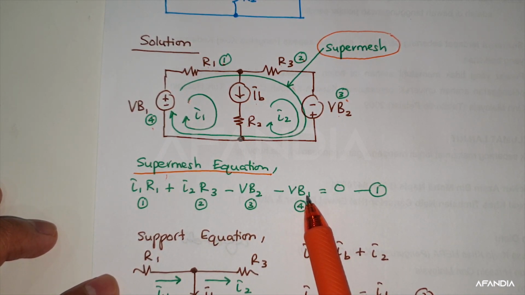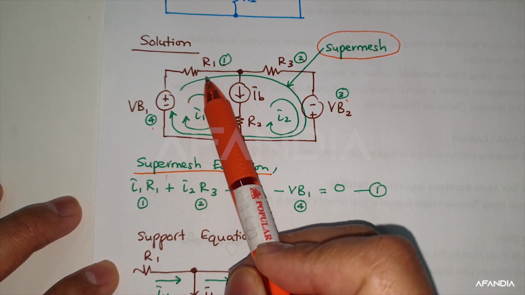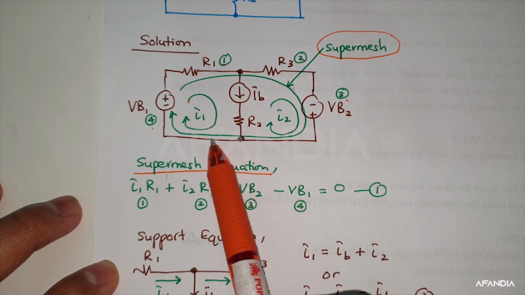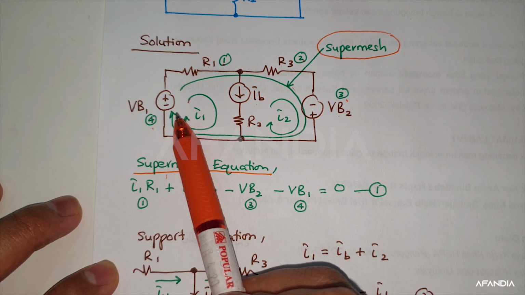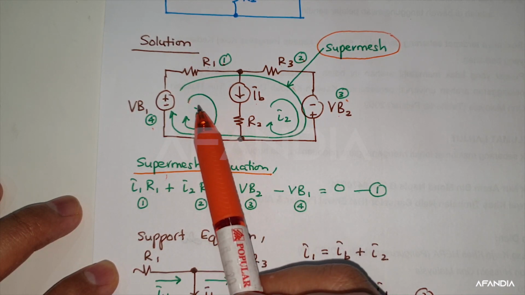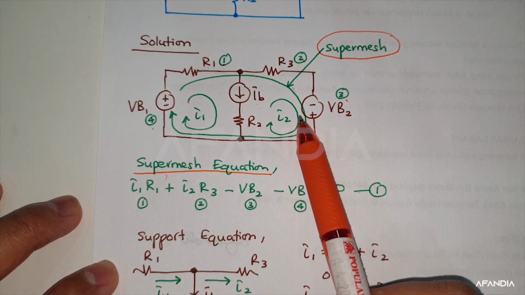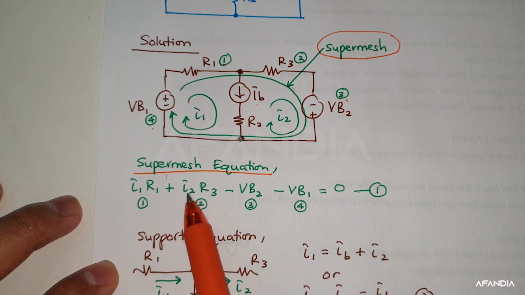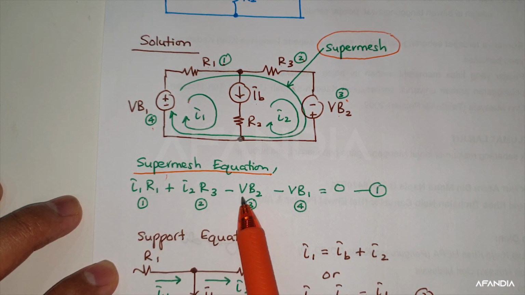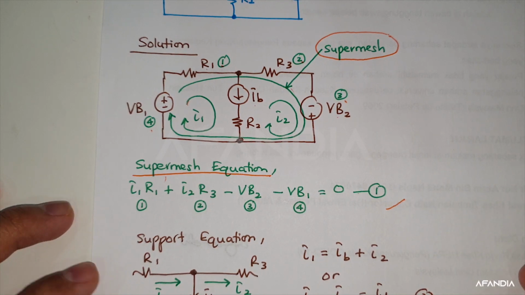Let me re-explain. The supermesh equation is your bigger loop over here. For example, we start over here. For R1 only I1 is flowing, for R3 only I2. That's why I1 R1 plus I2 R3 minus VB2 minus VB1. So this is our first equation.